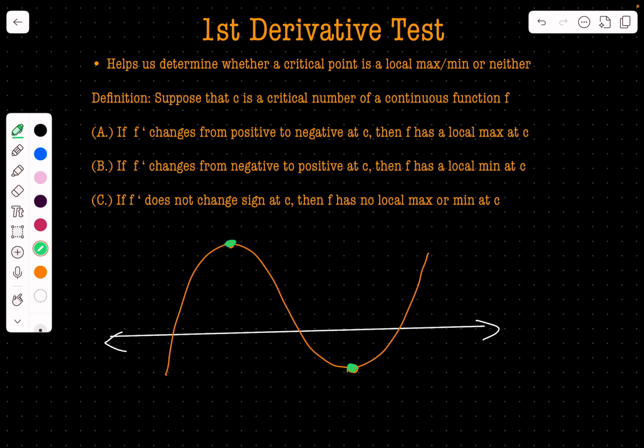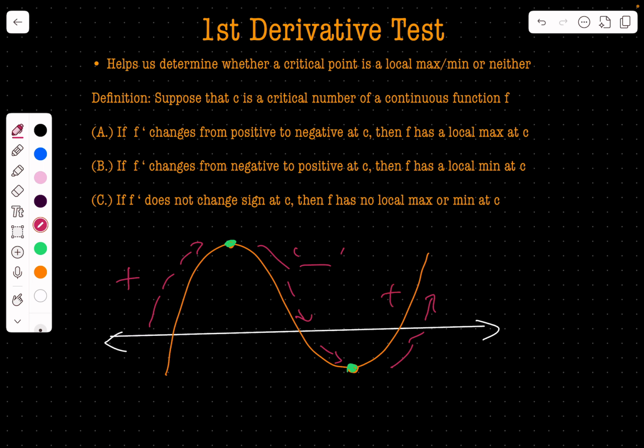So at these critical points, we notice that we are increasing over here. We're increasing, we're increasing. So on this side, we're increasing. After we pass our critical point, we start decreasing. We are going negatively down. Our slope is negative. And then when we hit this other critical point, we begin to increase once more.